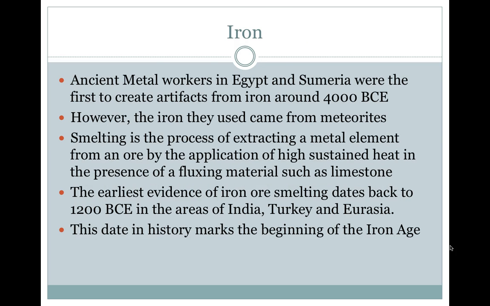Iron. Ancient metal workers in Egypt and Sumeria were the first to create artifacts from iron around 4000 BCE. However, the iron they used came from the meteorites. Smelting is the process of extracting a metal element from an ore by the application of high sustained heat in the presence of a fluxing material such as limestone. The earliest evidence of iron ore smelting dates back to 1200 BCE in the areas of India, Turkey, and Eurasia. This date in history marks the beginning of the Iron Age.